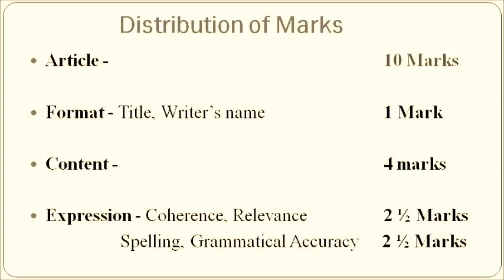But if we talk about 11th and 12th standard, it is of 10 marks. So 1 mark will be for title and writer's name, 4 marks will be for content, and 5 marks will be for expression. In expression, we include coherence and relevance, that is 2.5 marks, and spelling and grammatical accuracy, that is 2.5 marks. So this is the distribution of marks in different classes.